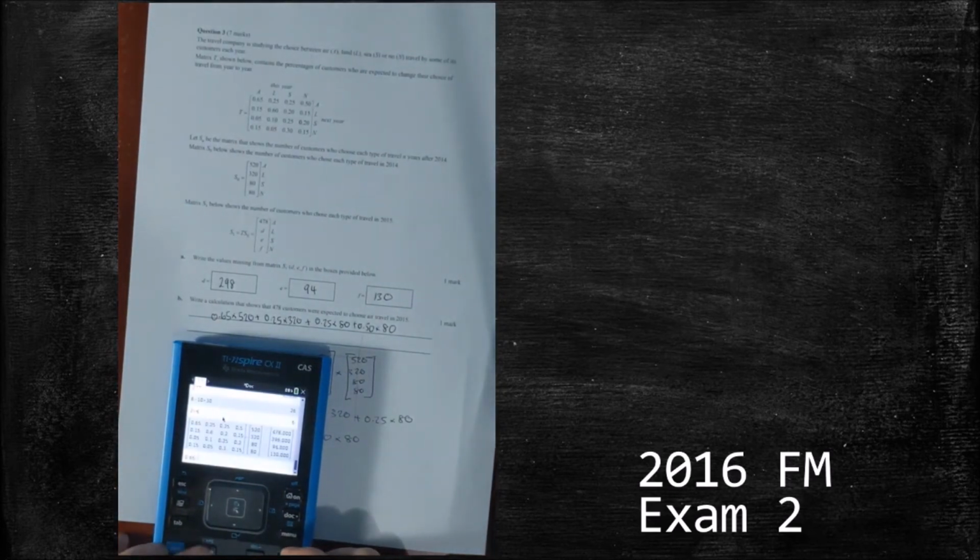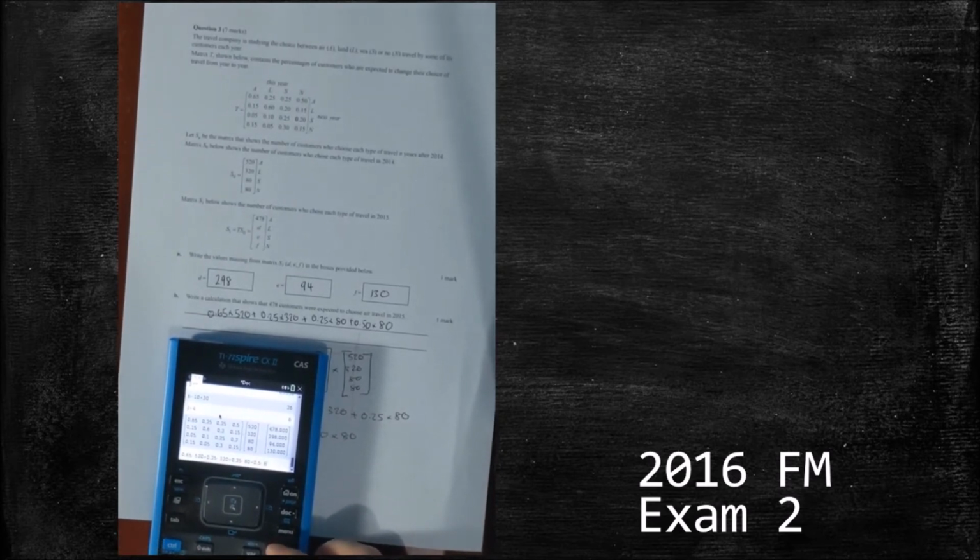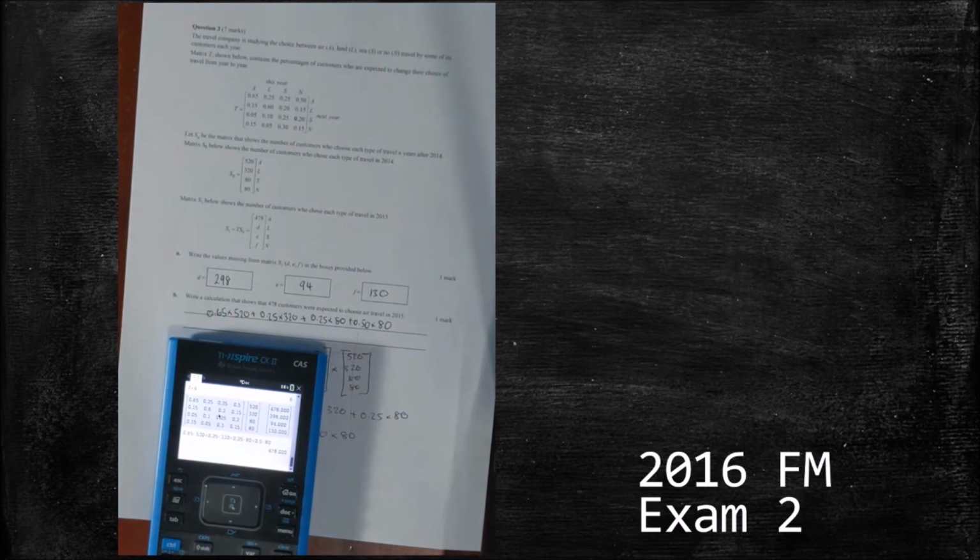So 0.65 by 520 plus 0.25 by 320 plus 0.25 by 80 plus 0.5 by 80. And as you can see, the answer is 478. And that's it for that question. Thank you very much.